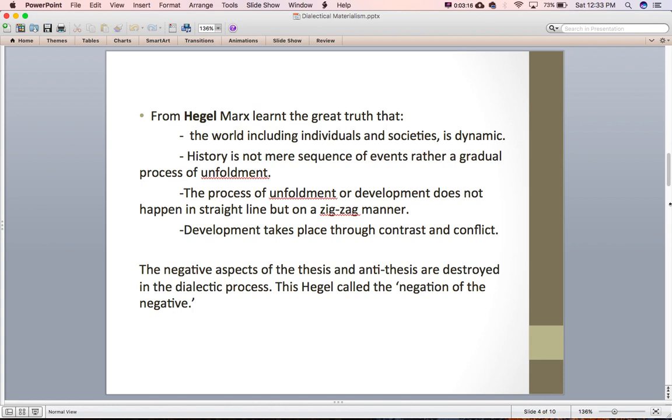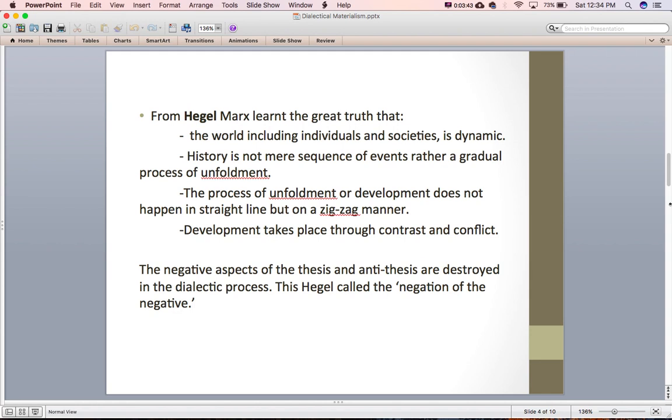Second, history is not a mere sequence of events. That is, there are not just events mentioned in a timeline, like after this year this happened, after that year that happened. Rather, it is a gradual process of unfoldment. It means that one event leads to another or influences the events in the future. And this unfoldment doesn't take place in a straight line, rather it follows a zigzag process.